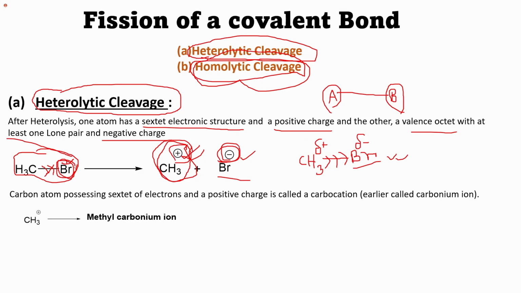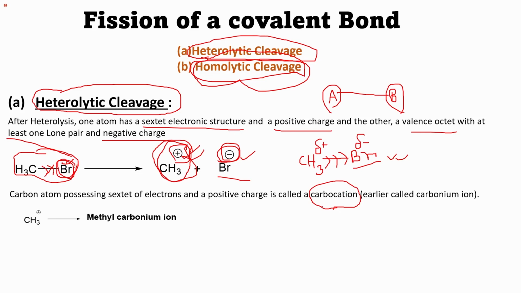Now we are going to another one. Another interesting part is the carbocation. So what is a carbocation? This term is really interesting because whenever we go for any chemical reaction, we always have to deal with this kind of carbocation moiety and the carbanion moiety.